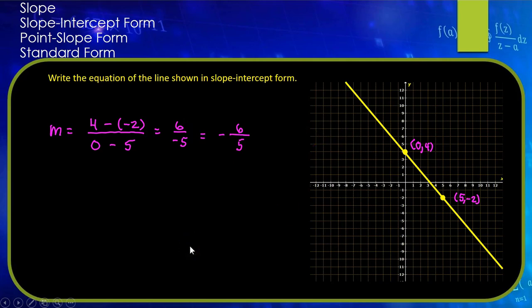Now what's nice about this particular problem is that 0, 4 is a y-intercept. Anytime I have an x coordinate of 0, it's going to be a y-intercept, which means that this value here is b. So I now know the slope, and I now know what b is. So when I write it in slope-intercept form, it would be y equals -6/5 x plus 4. Try this next one.